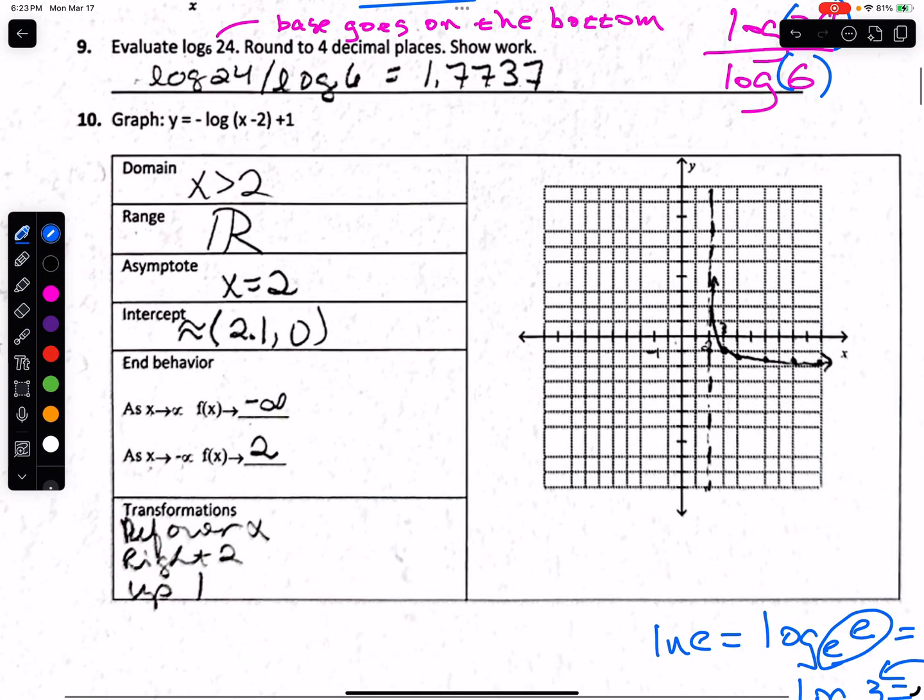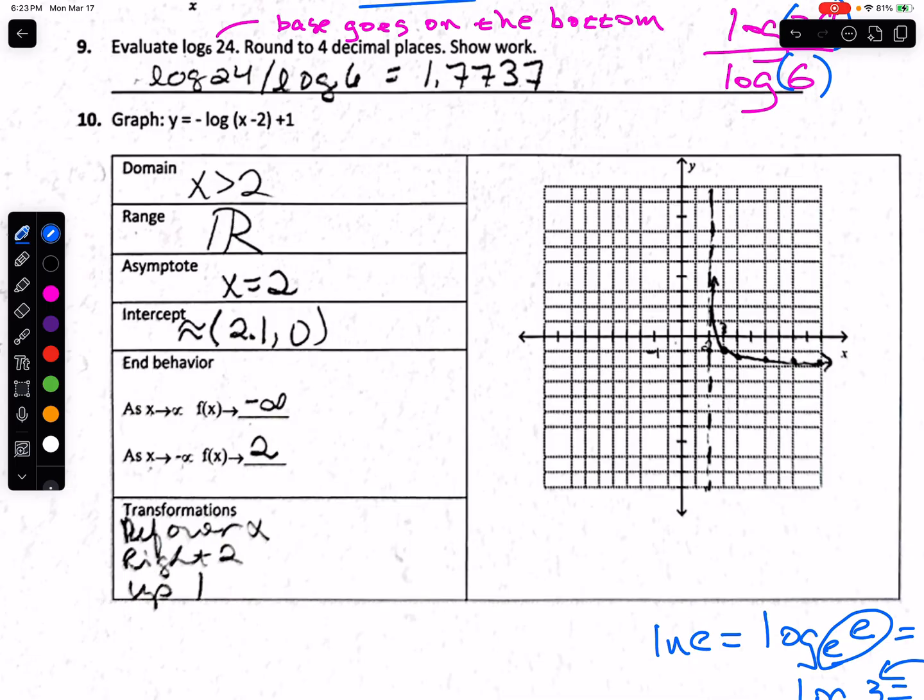Asymptote is 2. Asymptote's x equals 2. So when I think what the asymptote is, I just think which axis did it cross? It crossed x. Where did it cross it? X equals 2. And then you know for sure. So the end behavior, are you good with that?